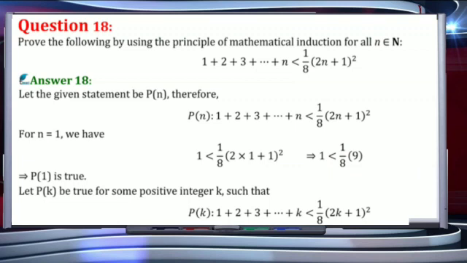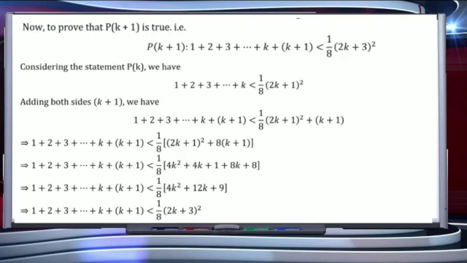Now we will consider that P of k is true for some positive integer k. So again we will rewrite our Pn in terms of k by replacing n by k. So Pk will be stated as 1 plus 2 plus 3 and so on up till k is less than 1 by 8 (2k plus 1) whole square. Next we need to prove it for P of k plus 1. So for P of k plus 1 our statement will be 1 plus 2 plus 3 and so on up to k plus (k plus 1) is less than 1 by 8 (2k plus 3) whole square.